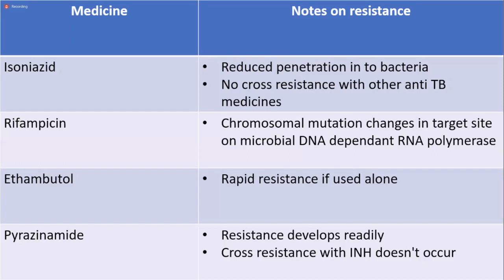And rifampicin, the resistance happens when there are chromosomal mutation changes at the target sites, where the mycobacterial DNA-dependent RNA polymerase enzyme is inhibited. That's the mechanism of action, and it can be changed during these mutations. And ethambutol, of course, if you use it alone, can cause resistance, but when you combine it, it is much less likely. And pyrazinamide is the same. If you do not combine all four together and give one alone, then there is a high chance of developing resistance when you give pyrazinamide. But when you use combinations, that chance is reduced.